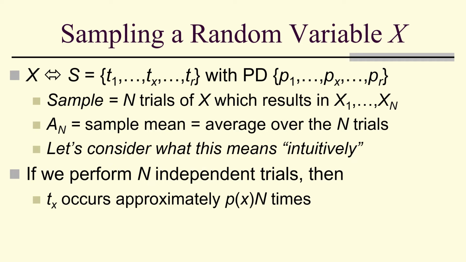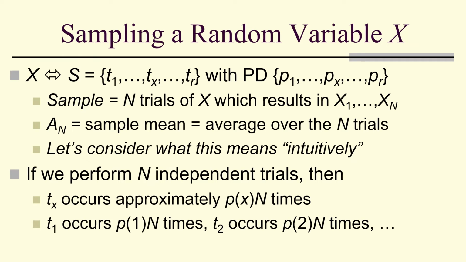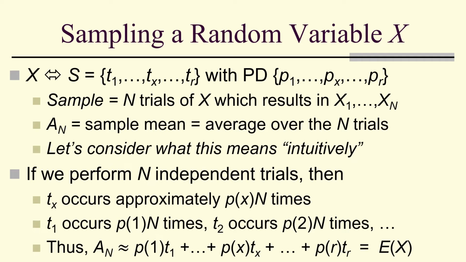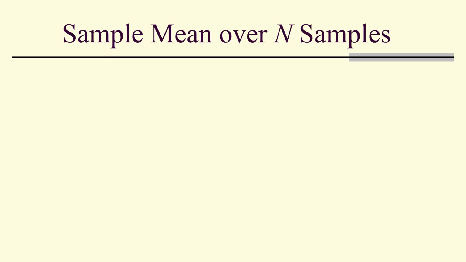So t sub x occurs approximately p of x times n times, t1 occurs p1 times n times, t2 occurs p2 times n times. And so therefore An is approximately p1 t1 plus up to pr tr, and that's the expected value of X. That's mu, like we saw.